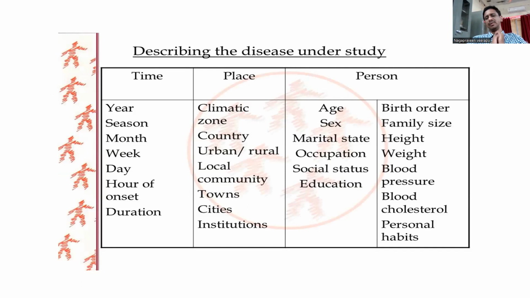It may be a local community, towns, cities, or some institution. The persons may be of different age groups, sex, marital status, occupations, social status, education, and birth order. Family size matters: tuberculosis may spread more because of overcrowding. The height and weight of the person determine BMI. You can see cases of obesity, high blood pressure, blood cholesterol, and personal habits. All this talks about the person, like time, place, person.